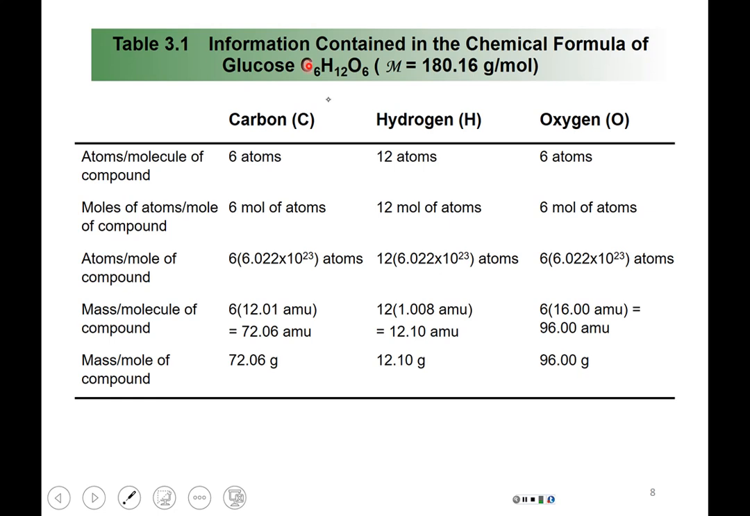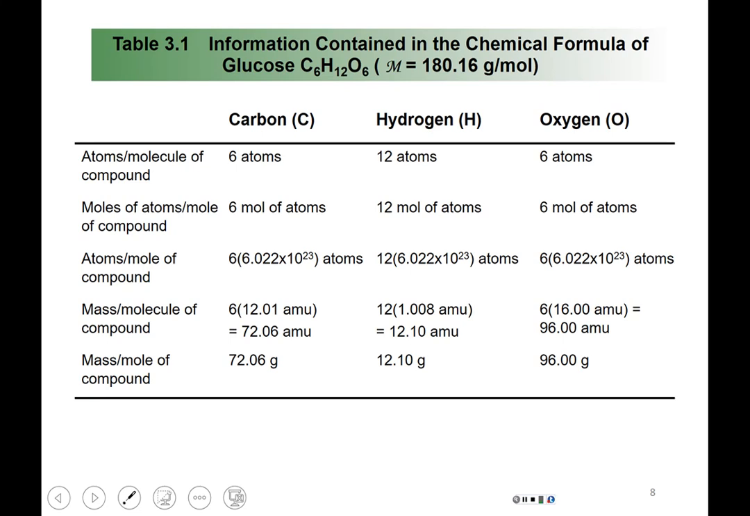So if we look a little bit closer at this formula, what kind of information is contained in that formula? Well, we know that these subscripts tell us the number of atoms that are in a molecule of the compound. So C6 means there are 6 carbon atoms for every 1 molecule of glucose. There are 12 hydrogen atoms for every molecule of glucose, and there are 6 oxygens for every molecule of glucose.